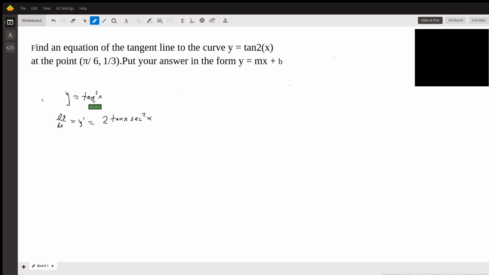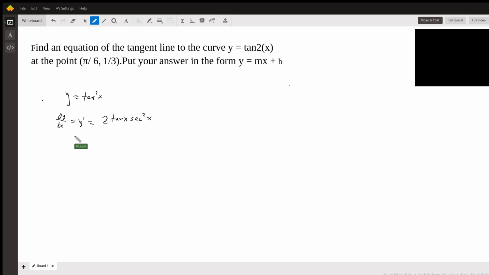So I made a little head start here. So y equals tan squared x. So dy/dx, or if you prefer y prime, we're going to use the chain rule and the power rule here. So the 2 is going to come to the front, chain rule, so that's tan x times the derivative of tan x, and that's secant squared x. So that's the derivative. That'll give us the slope.